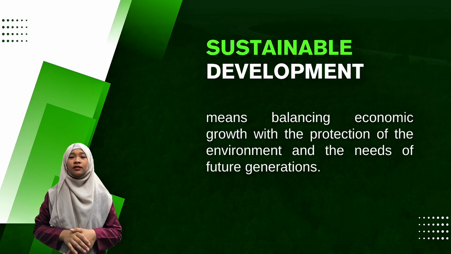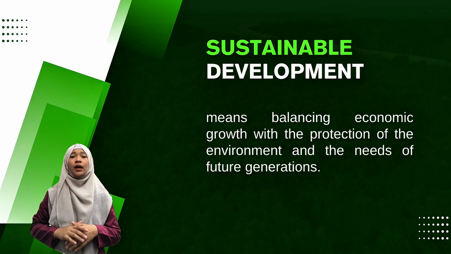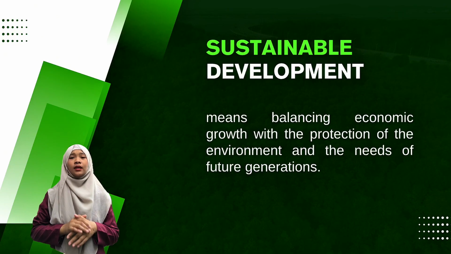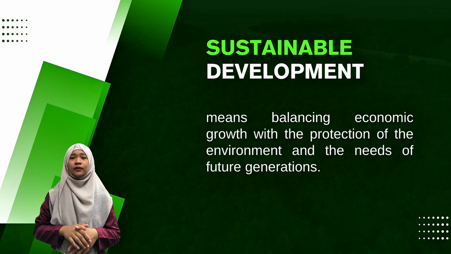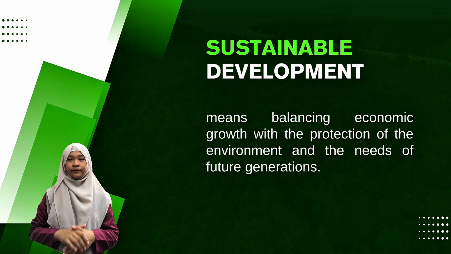So finally, this topic discusses sustainable development. Sustainable development means balancing economic growth with the protection of the environment and the needs of future generations. The passage explains that countries like India and China experienced rapid economic growth after joining international trade, but this also caused serious environmental problems such as air pollution, water pollution, and overcrowded cities like Beijing and Delhi.